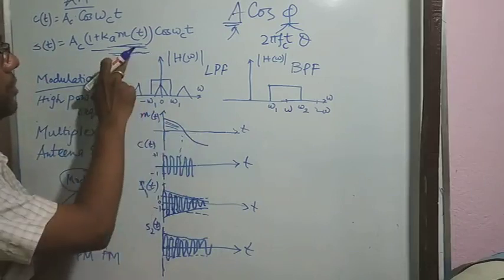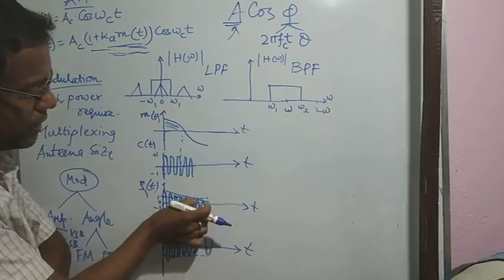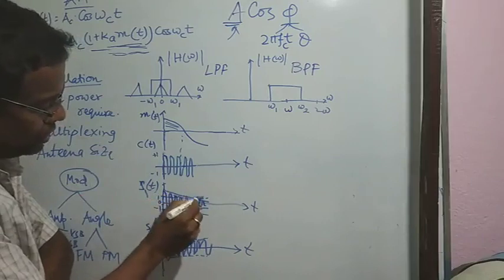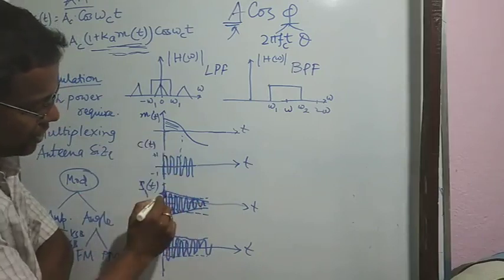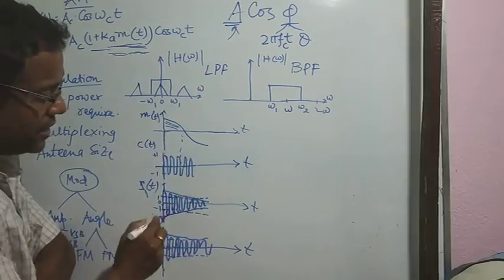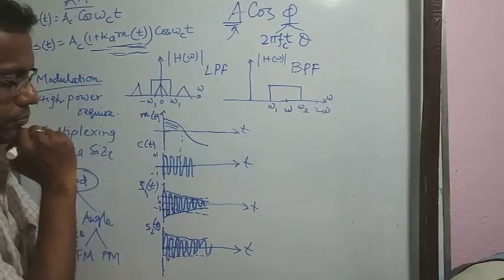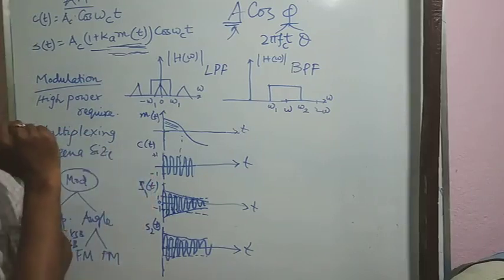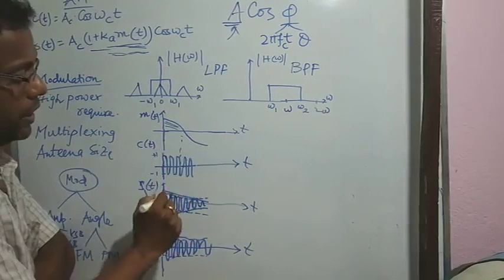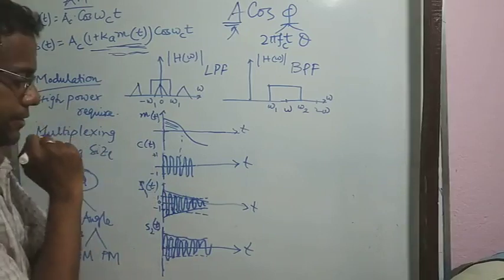Okay, negative side, negative m(t). So the carrier amplitude will reduce, and if you take the envelope of the amplitude, you will closely get the message signal. So by taking the envelope, you can easily get back the message signal at the receiving end. This is the advantage of amplitude modulation. No other technique is required. Just by taking the envelope of the modulated signal, you can get the message signal at the receiving end.